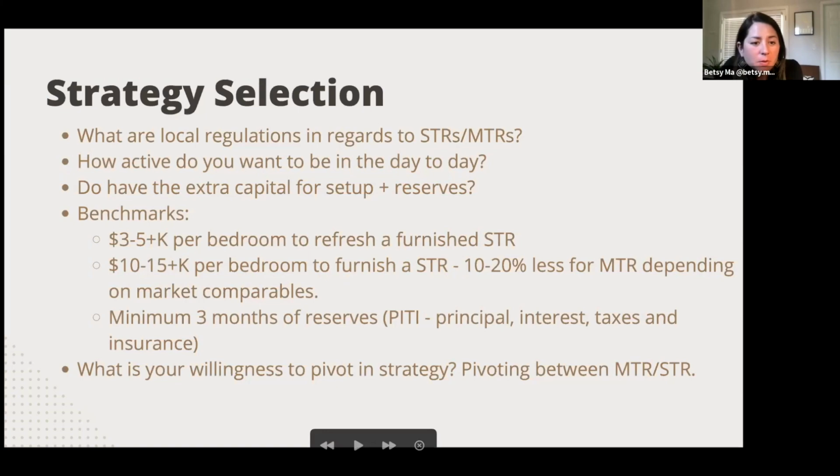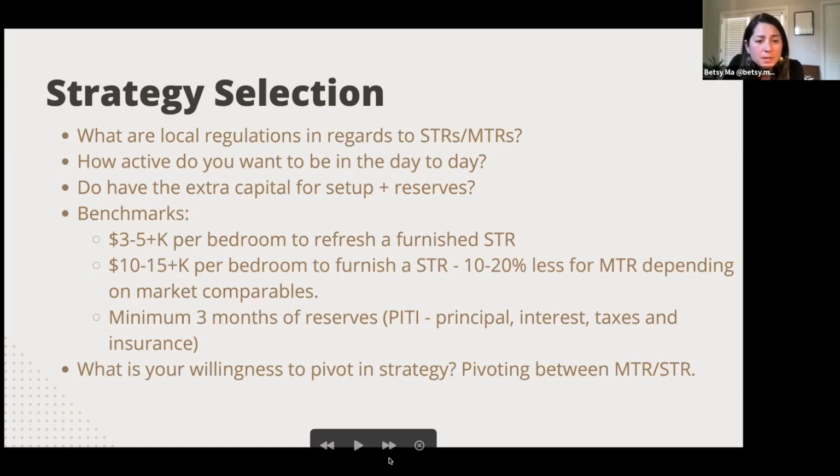Just real quick before we move on, you really want to make sure you're not over leveraging. If anyone is wondering how do I know if I'm cutting it a little bit close, or being a little too aggressive with what I want to get into, make sure you have a minimum of 3 months of reserves. That's your principal, interest, taxes and insurance, because even the short-term rental permitting process can take up to 3 months. So make sure you have some buffer in there so you're not feeling like you're over leveraging, or stressed out about finances.